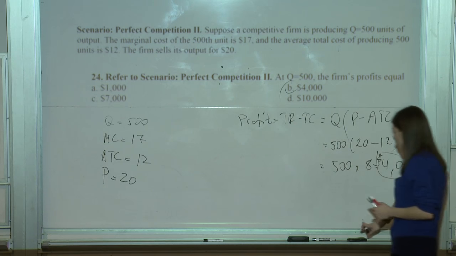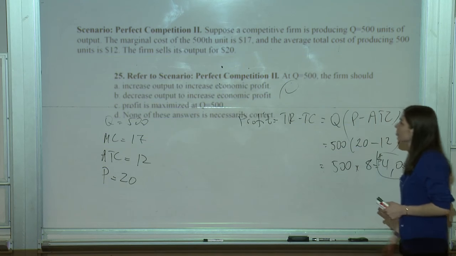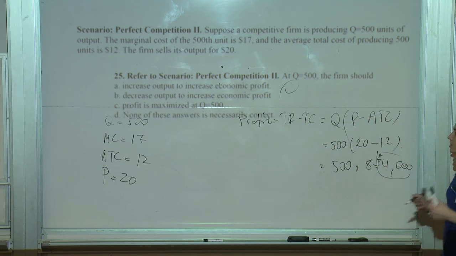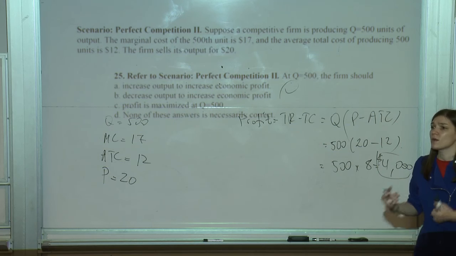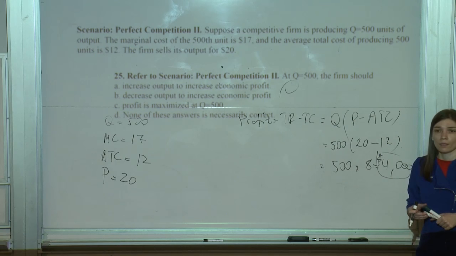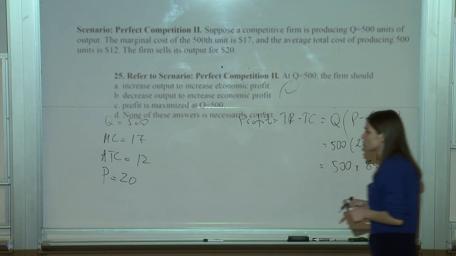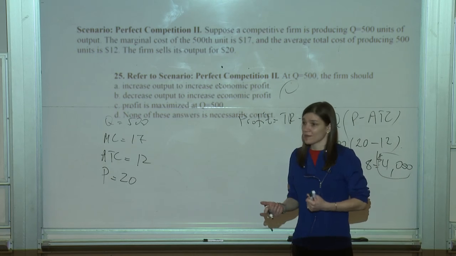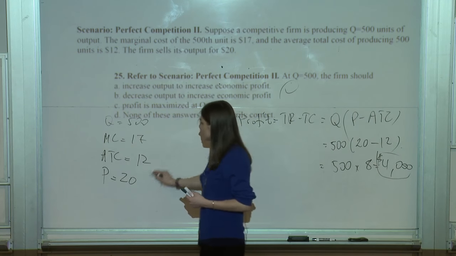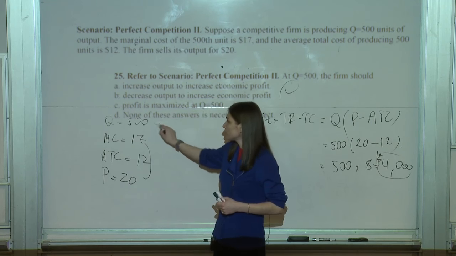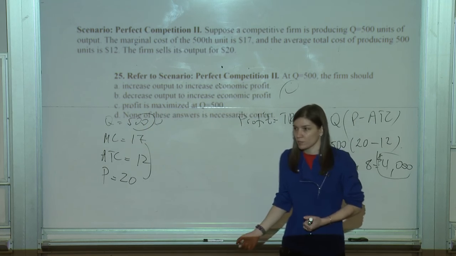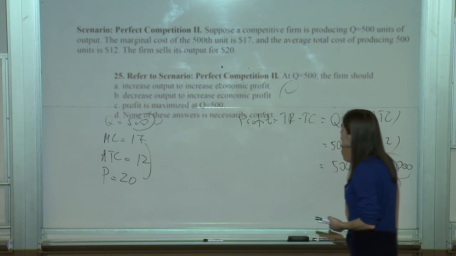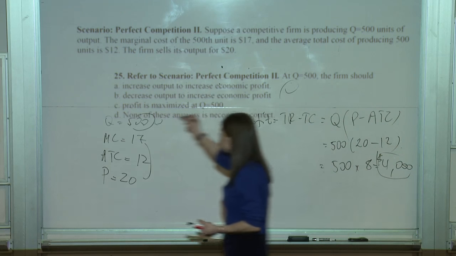Which is the next question. What should the firm do? Is it profit maximizing? No. What's the profit maximizing rule in perfect competition? Price has to be equal to marginal cost to be profit maximizing. All right? And since they are not, then we know that the quantity of 500 here would not be the quantity that maximizes profit. So what should the firm do? We know that it's not C, right?